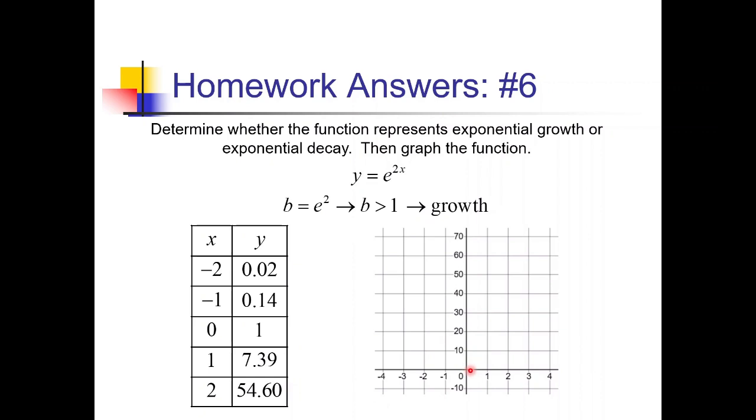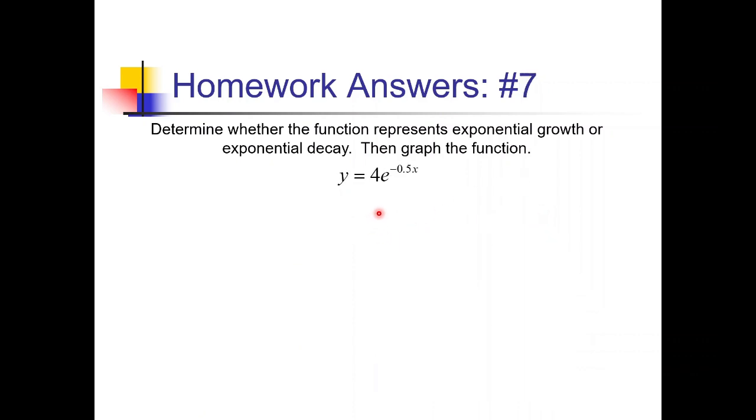So graphing all these out, we've got negative 2, and this is almost 0. Negative 1 is a little bit more than 0, but still pretty close there. 0, 1 is not much on this scale. 1, 7-ish is somewhere around here, and 2, basically 55, is right about there. And then let's just connect the dots with a nice horizontal asymptote as we go to the left.